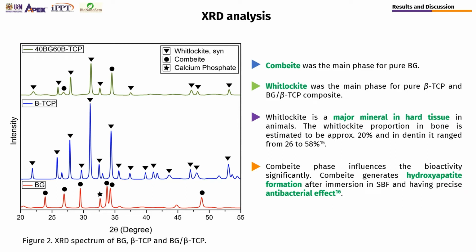Interestingly, when BG is incorporated with beta-TCP, the crystalline peak intensity of beta-TCP is reduced, and a minor combeite phase was also observed in the BG beta-TCP composite. The combeite phase formation significantly influences the bioactivity, which generates hydroxyapatite formation after immersion in simulated body fluid for 1 day, and also has evidence of an antibacterial effect.